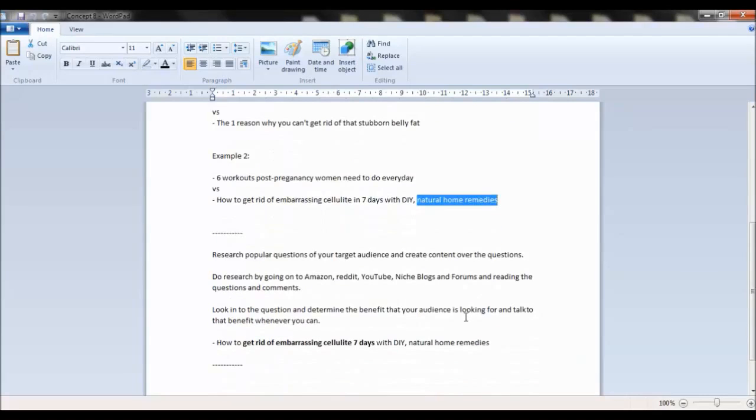Okay? So research popular questions of your target audience and create content over the questions. So again, instead of saying you need to learn XYZ and ABC, you want to search for the questions that people are asking, your target audience is asking, and create content to answer those questions. So do research by going on to Amazon, Reddit, YouTube, and niche blogs and forums and reading the questions and comments. So we talked about this in the previous concept.